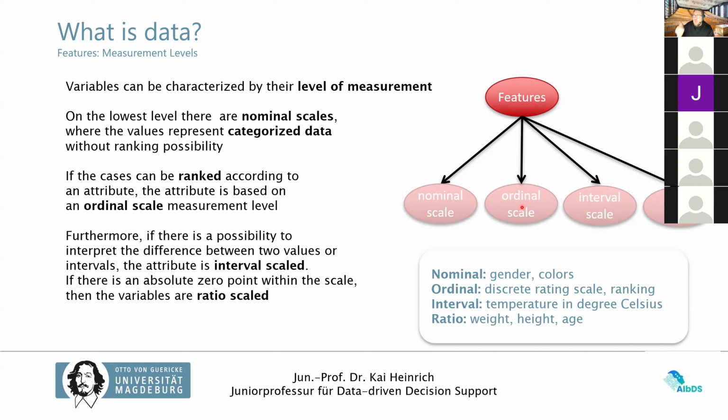So I can say, hey, you won first place in this race and you won second. So I know that first place is better than second place. I can order them. This is why it's called ordinal. So here I can say it is or it isn't, and I can order them, right?